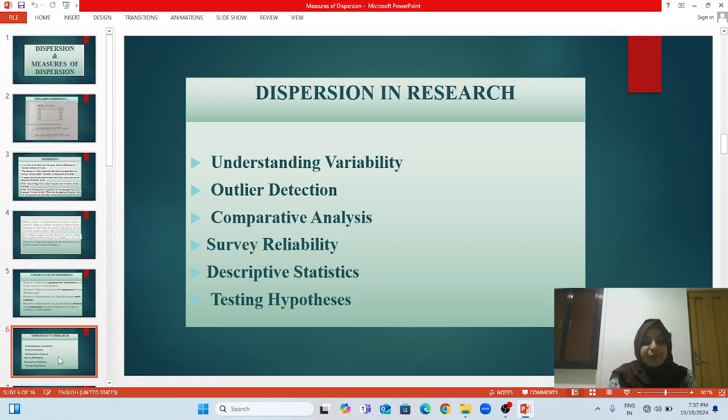Then the fifth point is descriptive statistics. Dispersion measures like standard deviation and quartile ranges are helpful for summarizing the responses and giving them a context, that is descriptive statistics. Then testing hypotheses. As we all know, dispersion is useful for testing hypotheses. It is very relevant in research.